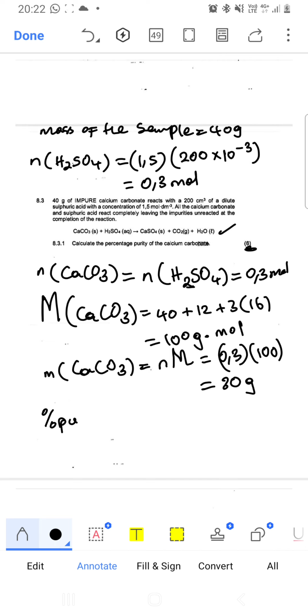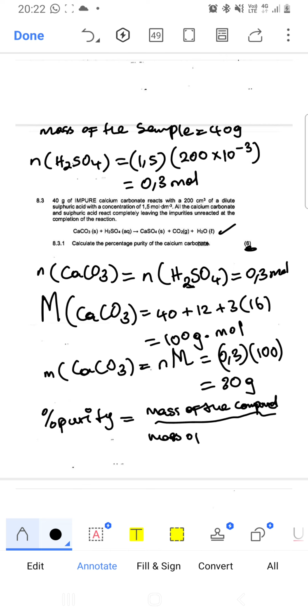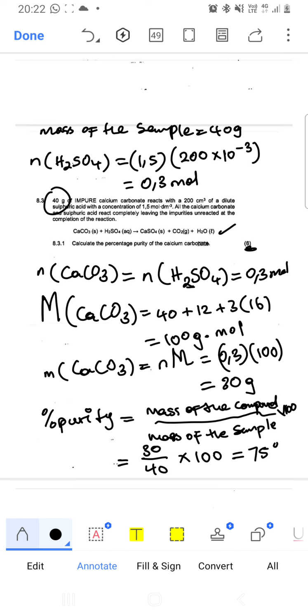Now percentage purity, we work it out as follows. We say mass of the compound divided by mass of the sample multiplied by 100, right? So now it means 30 grams divided by the mass of the sample, which is 40, multiplied by 100. What do we get? We get 75%, right?